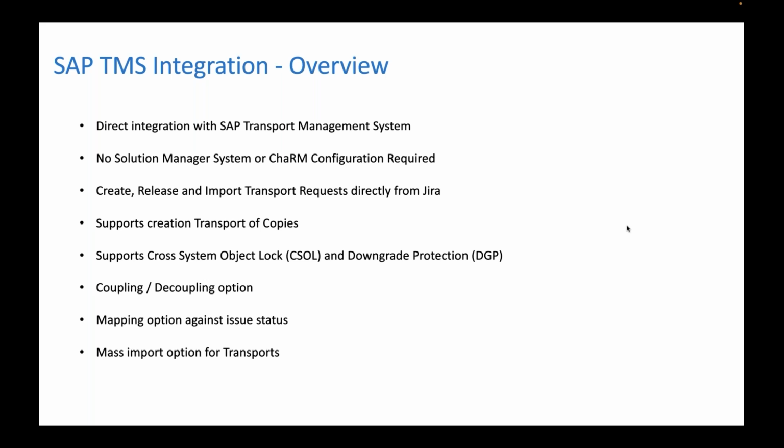And you can have the mapping based on the statuses in Jira or ServiceNow, which means when a status is changed in ServiceNow or in Jira, you can have a corresponding action done on the TMS side. If you want to create a transport request, you can just move the change to in development, which will create a transport request. And when you move it to in testing, it's going to import the transport request to the test environment and so on. So you can customize this mapping. And we also support mass import of transport requests. Suppose you have a release, you can select and import multiple transports at once into the target environment.